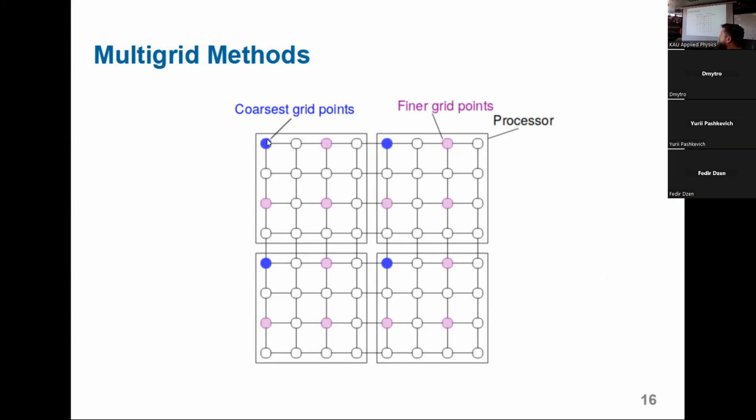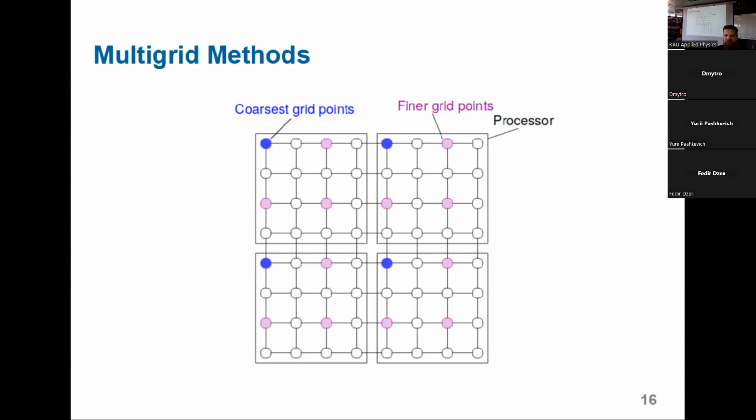But another way is to put all the blue points on a single processor, solve for the blue grid on a single processor, and then distribute the blue points and let the individual processors continue on those finer subgrids on their own. So that's a very, very typical numerical algorithm that you will encounter.